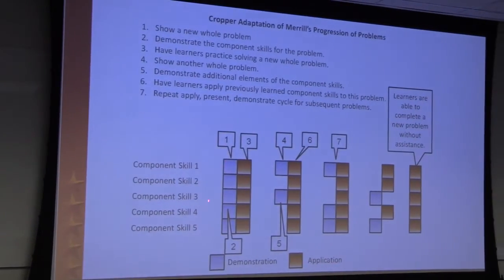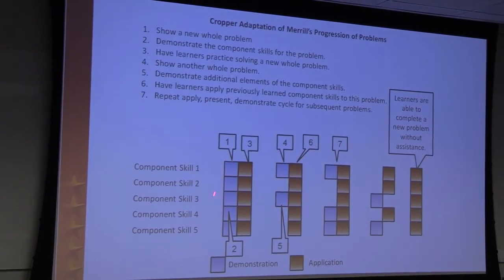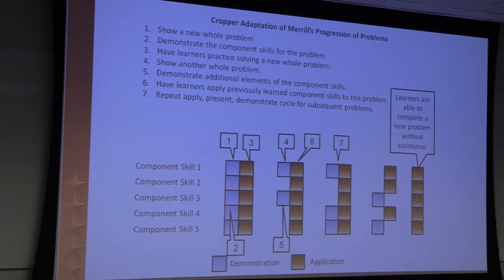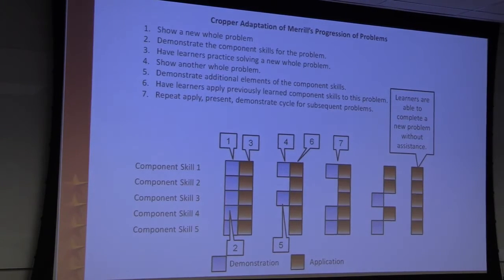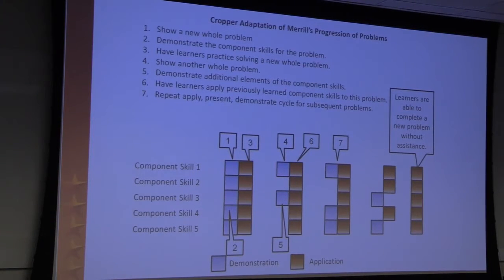So this diagram, the blue boxes here represent that the instructor is providing demonstration of all of these component tasks, okay? And then the brown boxes represent that the learner is practicing all of those component tasks. So this is the first real-world whole problem and all the components of it. You demonstrate and have application.